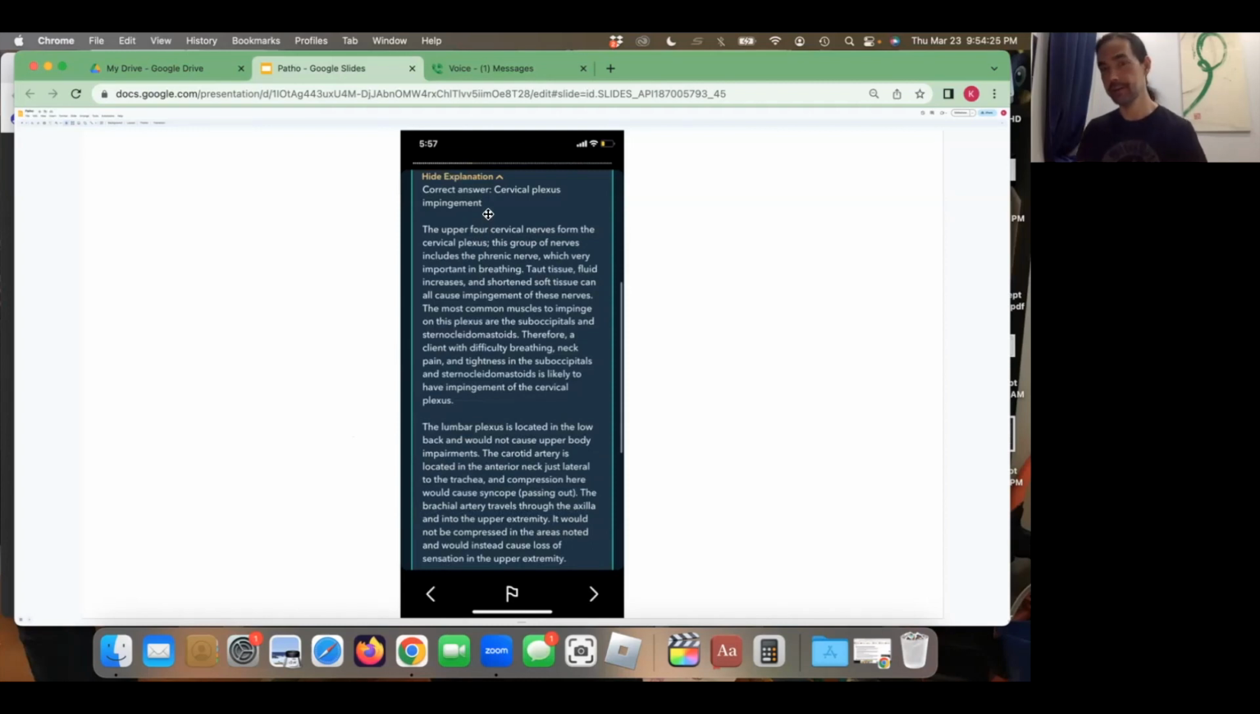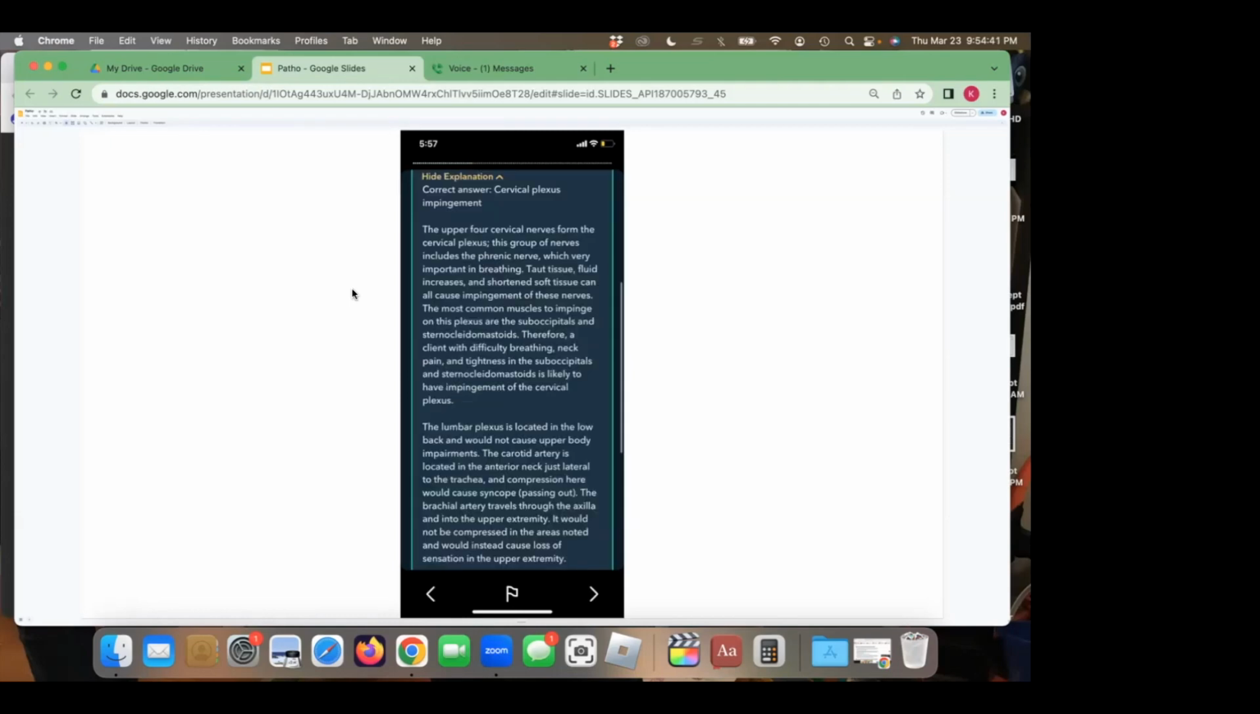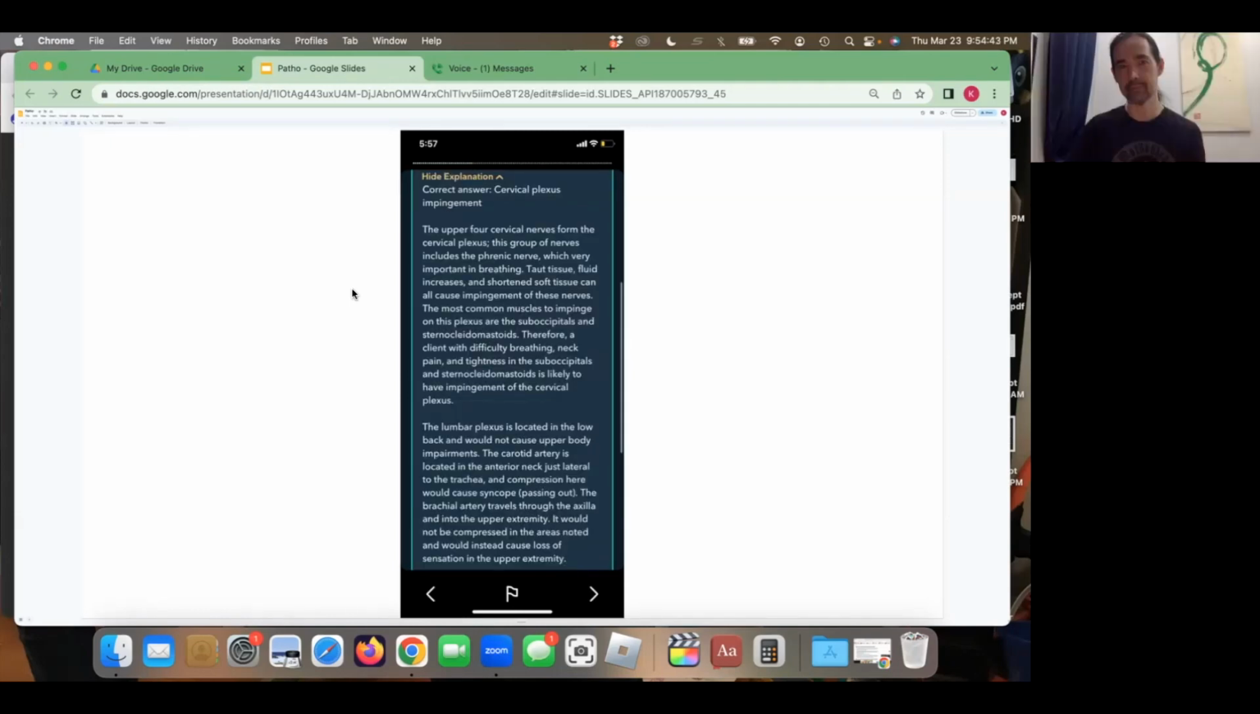Oh, and it is. The teacher becomes the student. The upper four cervical nerves form the cervical plexus. This group of nerves includes the phrenic nerve, which is important in breathing. Aha. Yeah, I'm going to come back to number 30 for sure.